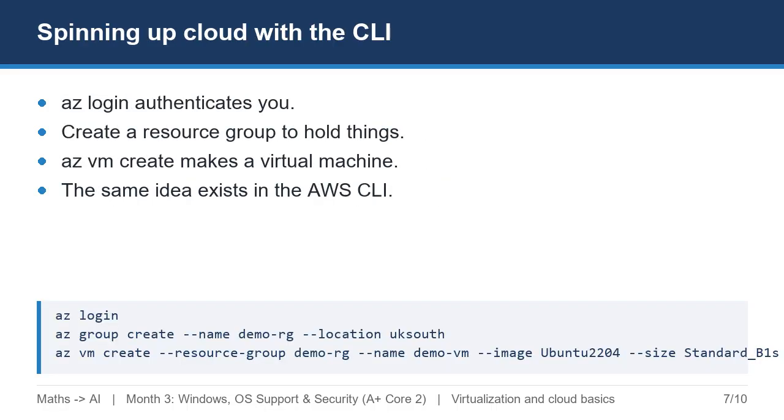You can create cloud infrastructure from the command line. With the Azure CLI, you run az login to authenticate, az group create to make a resource group that holds your resources, and az vm create to spin up a virtual machine, choosing an image and a size. The AWS command line tool works the same way with different command names. This is IaaS in action.